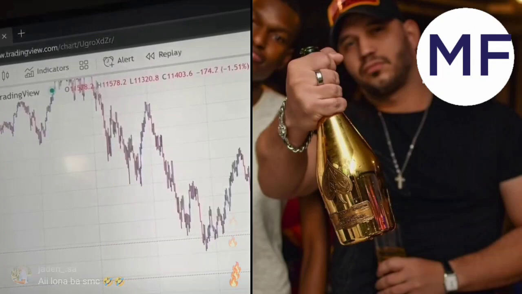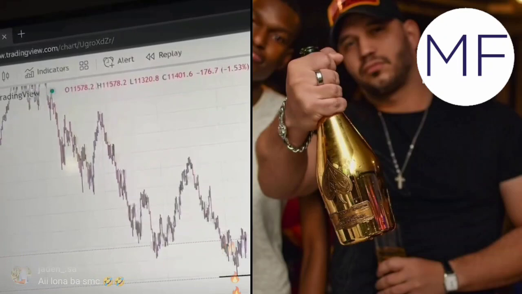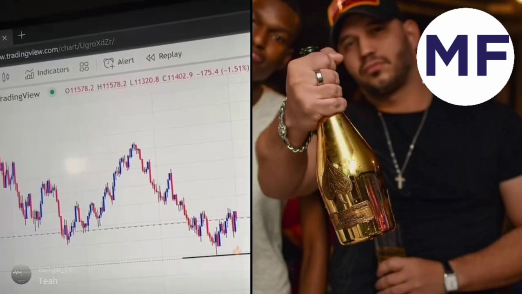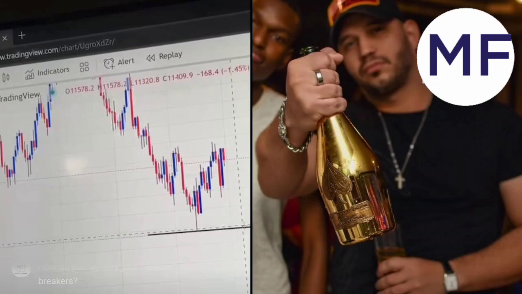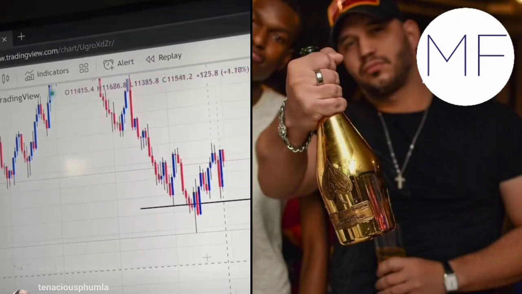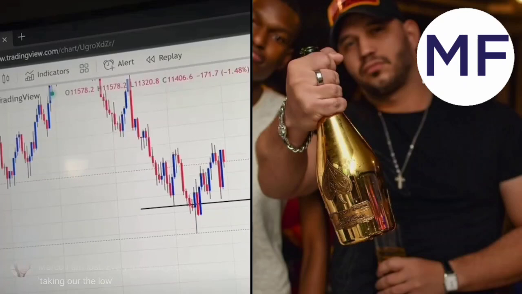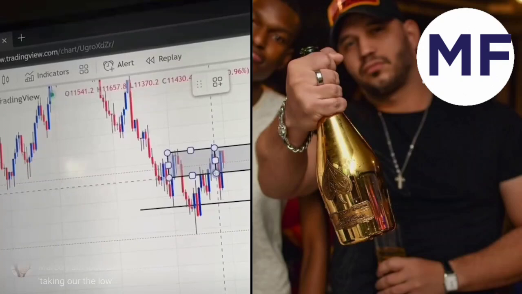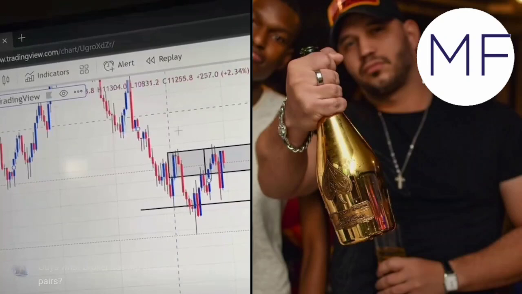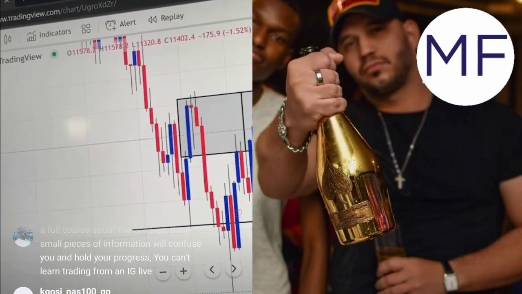This was a daily break. Let's look at this quickly. That was a daily break. And now we want to see what created this low. We have a daily break. What created this low? Where did the momentum come from for this low? The momentum to create this low came from over here. You with me?